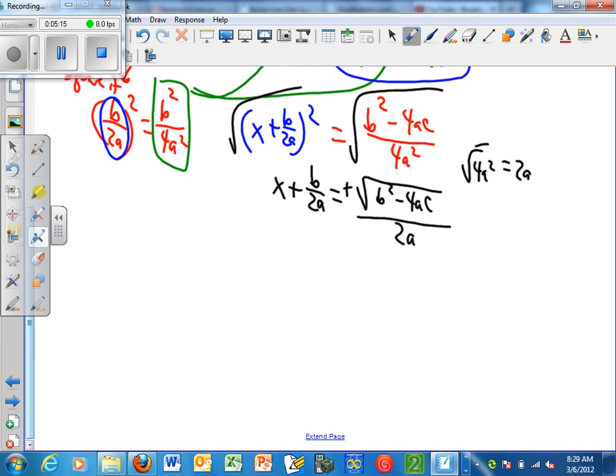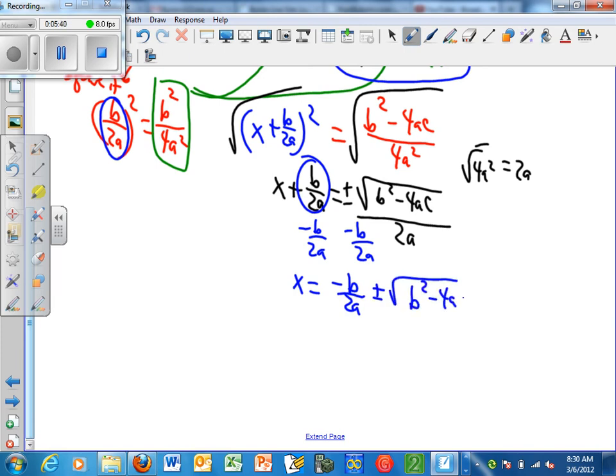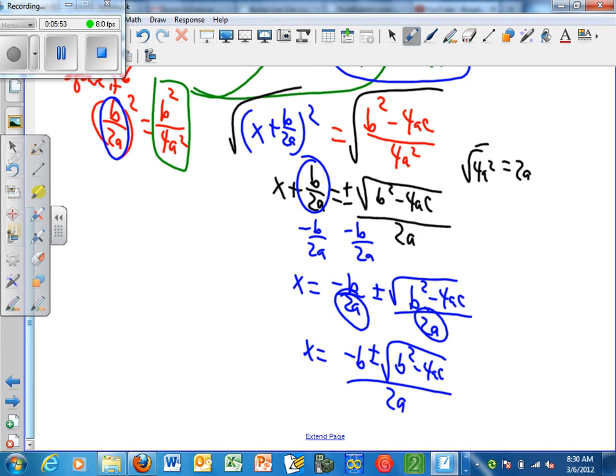And we have positive and negative. Remember, every time you take the square root, you need the positive and negative symbol. Well, how would I get x alone? I would have to subtract b over 2a, and I'm going to put it in front of that plus or minus symbol. So it's negative b over 2a plus or minus the square root of b squared minus 4ac all over 2a. We already have a common denominator, so it's negative b plus or minus the square root of b squared minus 4ac all over 2a.